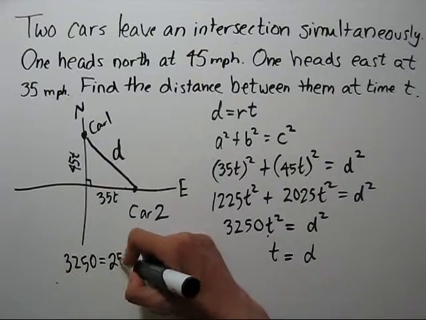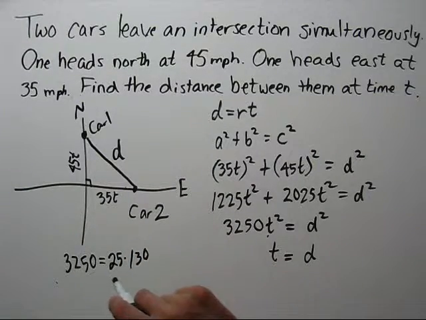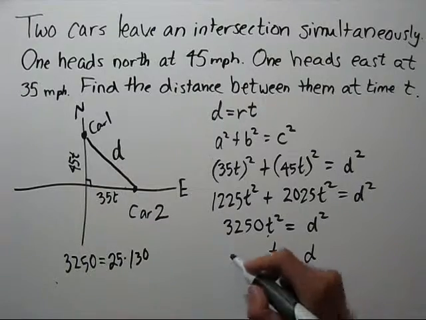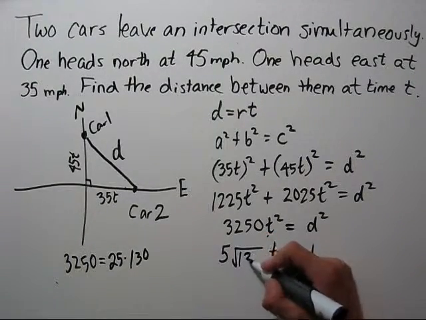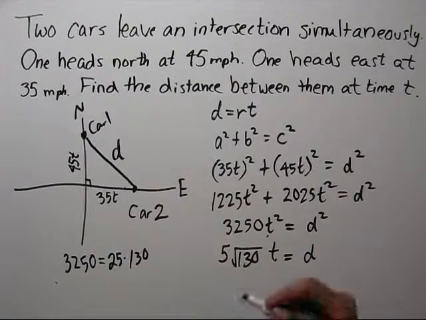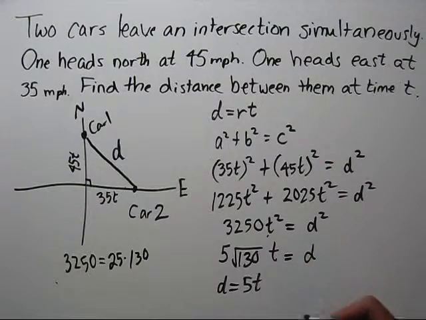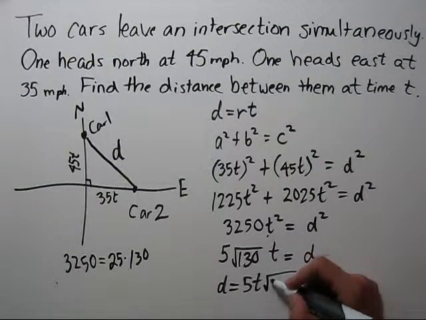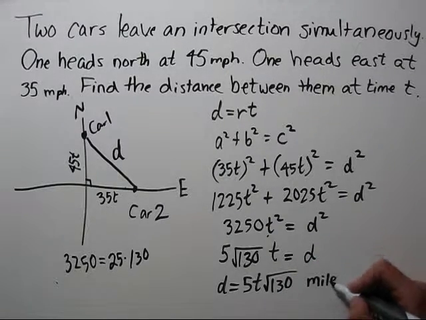3,250 is 25 times 130. So when we take the square root of that, we have that perfect square. We're going to get 5 times the square root of 130. Since this is an application, let's label the units. Our rate was in miles per hour, so distances are going to be in miles.